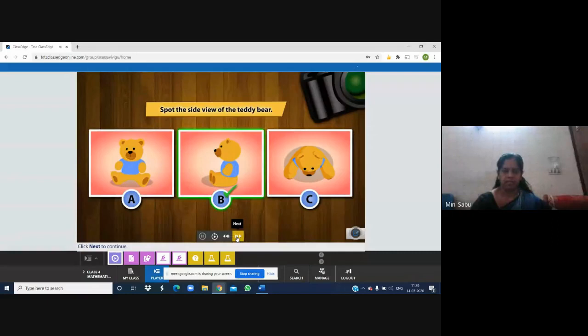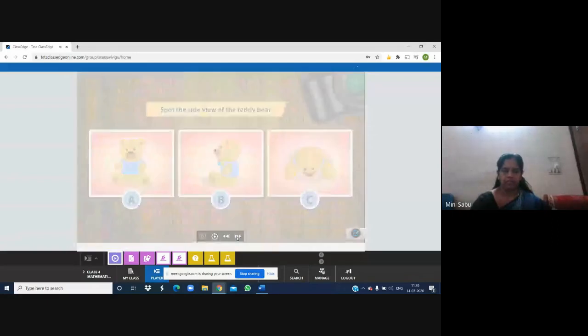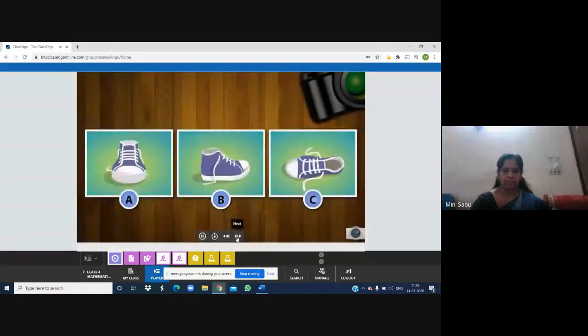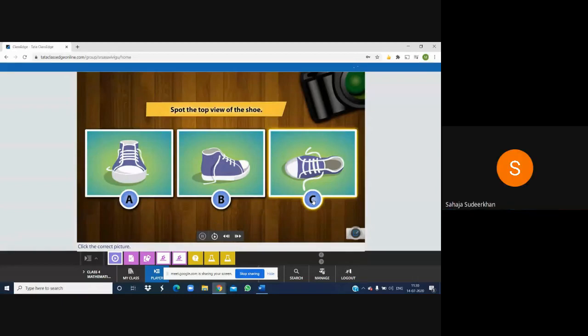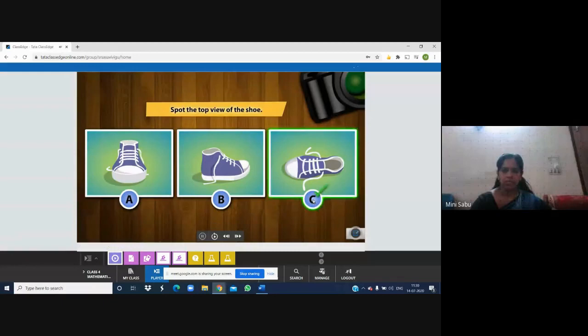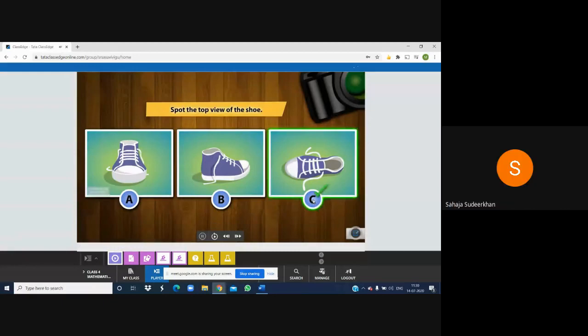Let us go next. Here are some pictures of Pasha's sports shoe. Which among them shows the top view? Click the correct picture. Which one, children, do you feel is the top view? This is definitely the side view. This is the front view. So, yes. This is the top view. That's correct. This is the top view of the shoe.